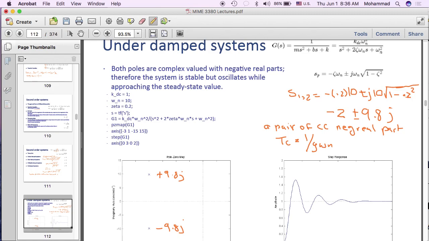In order to calculate the time constant, we need to know what zeta times omega n is. What is zeta times omega n for this system? Did I hear 2? You're absolutely correct. So minus zeta omega n is negative 2, and the time constant is 1/2 second. So the time constant for this system is 1/2 second.